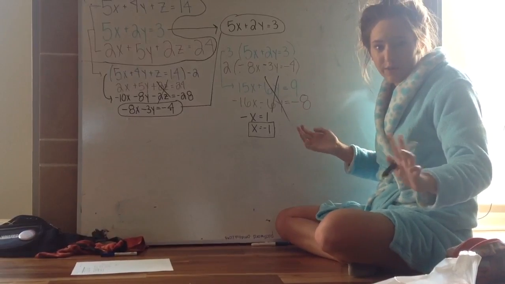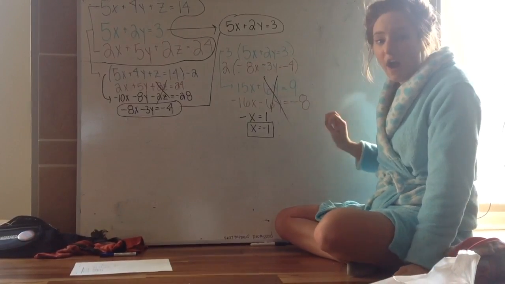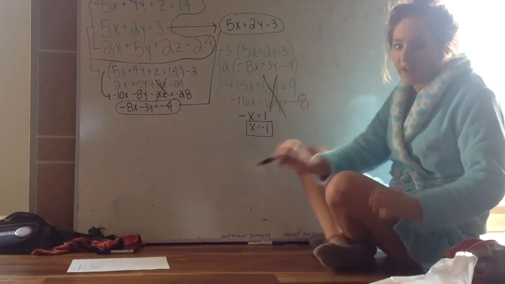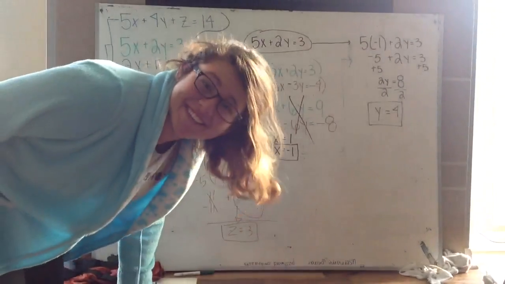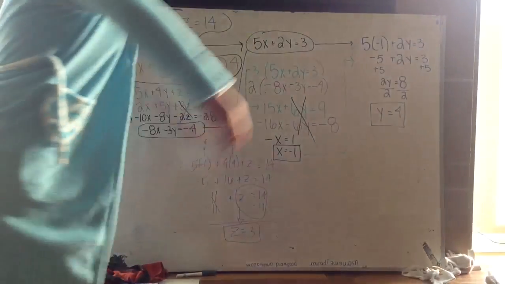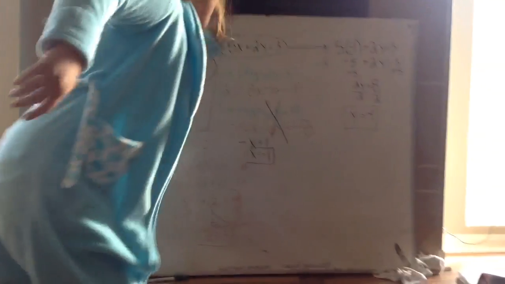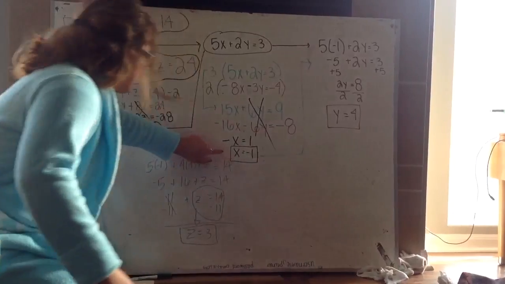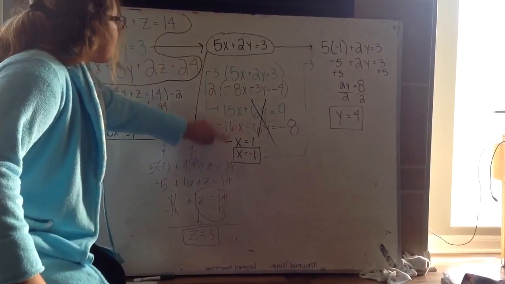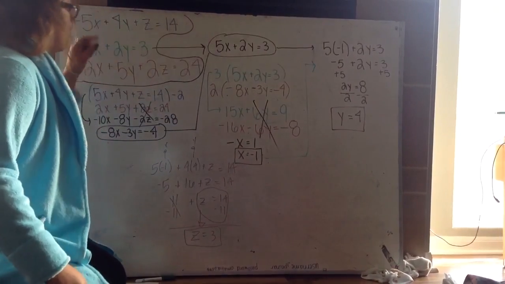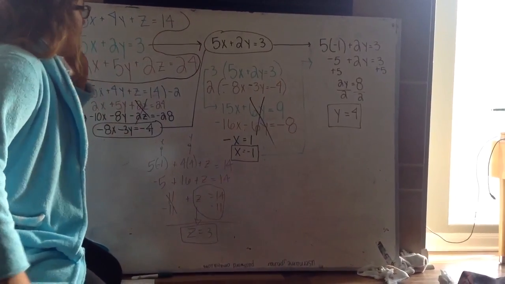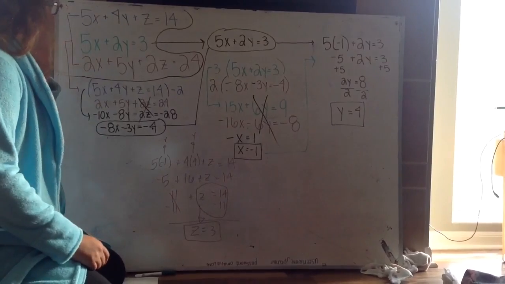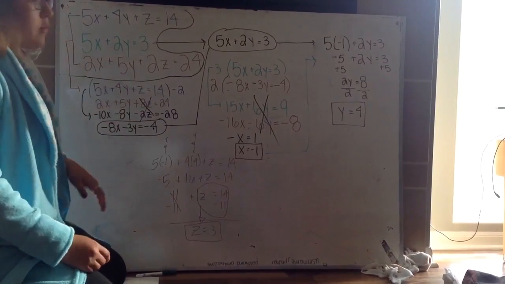Now what I'm going to show you is how you get your other y and z values. Hey guys, Professor Tara here, and we're going to find some y. We're going to plug in -1 for x into one of these equations, and we chose 5x plus 2y equals 3. We're not going to use one of the original equations because if we plug it in, then we'll have two variables, and that's just messy.